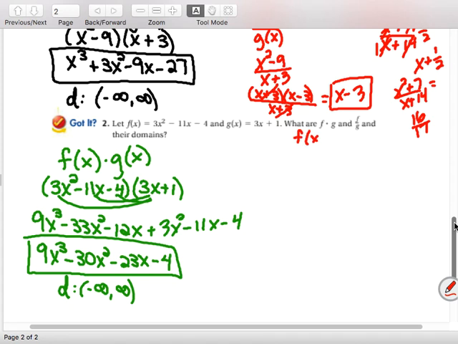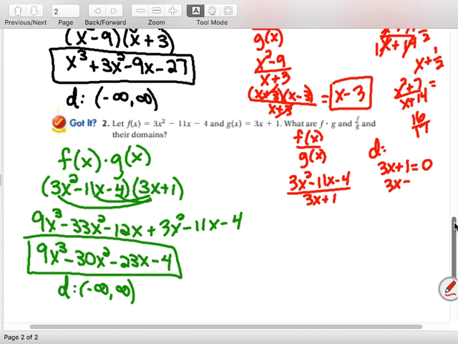Okay, f divided by g is the same as f of x divided by g of x. So I'm going to take 3x squared minus 11x minus 4 over 3x plus 1. I do have a fraction. I stop right here and do my domain. To do the domain, you're going to set the denominator equal to 0, because this is the value, or values in some cases, that you cannot plug in for x, because it would cause you to divide by 0. So I subtract 1 and divide by 3. So my domain is x can't be negative 1/3.